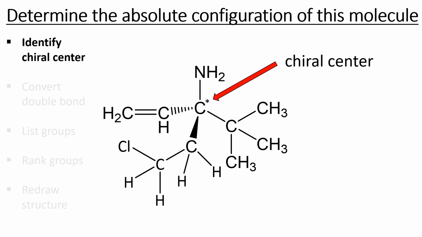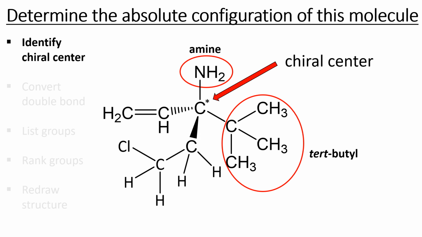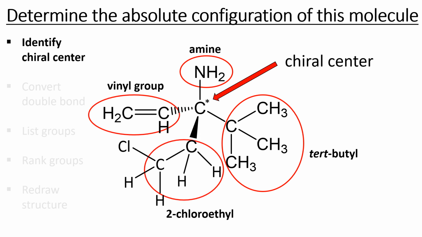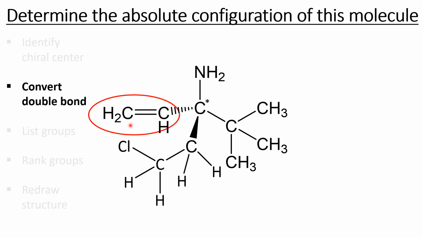That's because that carbon has 4 different groups attached to it. The groups are the amine group, the tert-butyl group, the 2-chloroethyl group, and the vinyl group. After identifying the chiral center, we need to convert the double bond in the vinyl group to single bonds. I will take a few moments to explain how to convert multiple bonds to single bonds.